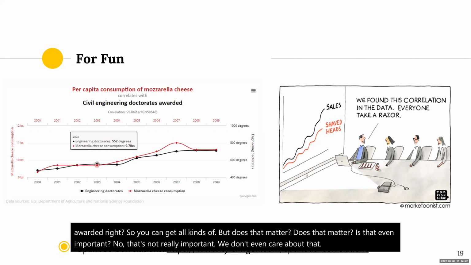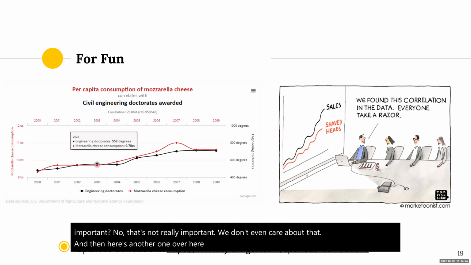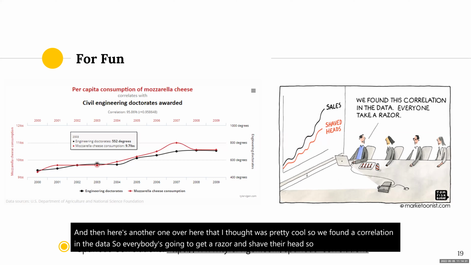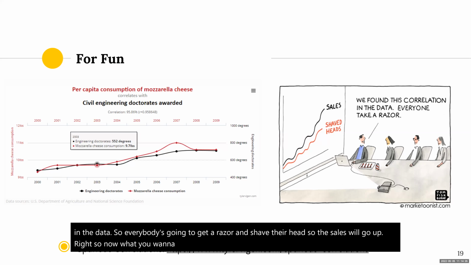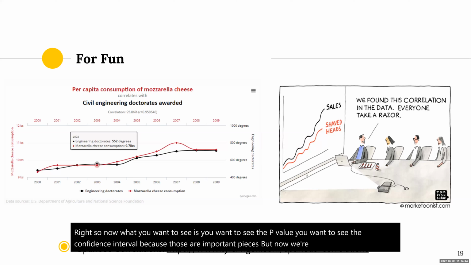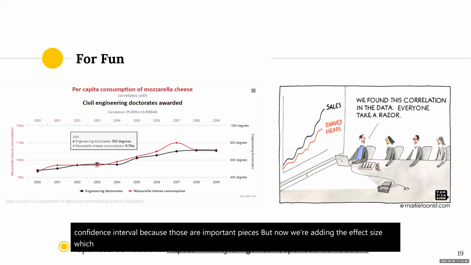And then here's another one over here that I thought was pretty cool. So we found a correlation in the data, so everybody's going to get a razor and shave their head, so the sales will go up. Right. So now what you want to see is the p-value and the confidence interval, because those are important pieces. But now we're adding the effect size, which gives it that real-world practical application. Is this worth pursuing? Is this going to be meaningful for people?